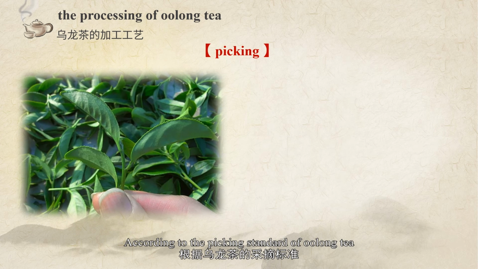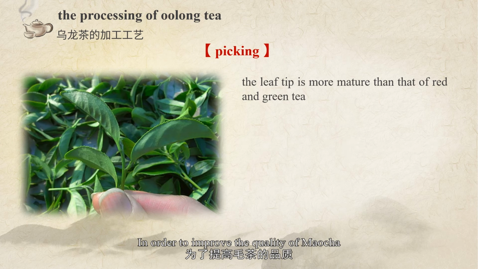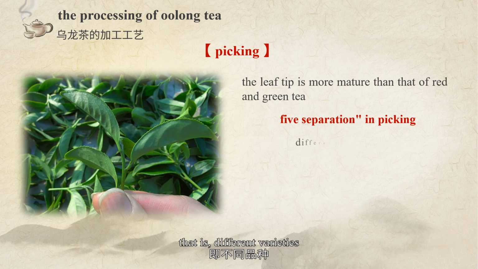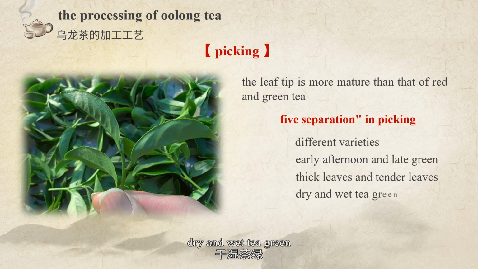According to the picking standard of oolong tea, the leaf tip is more mature than that of red and green tea. In order to improve the quality of the tea, we should do 5 separations in picking, that is, different varieties: early and late green, thick leaves and tender leaves, dry and wet tea green, and different plots.